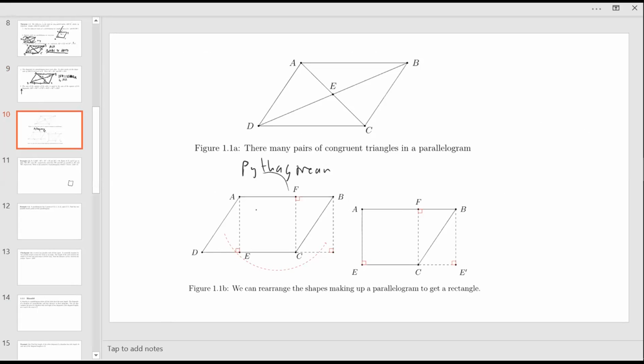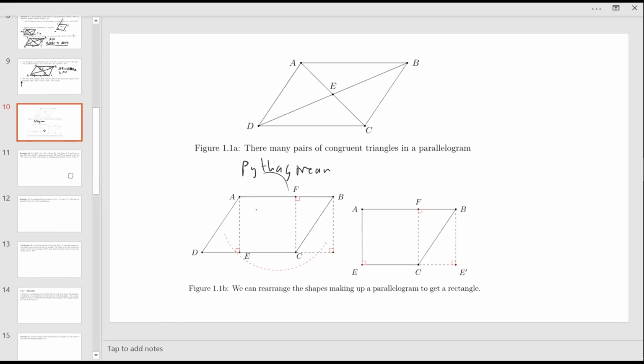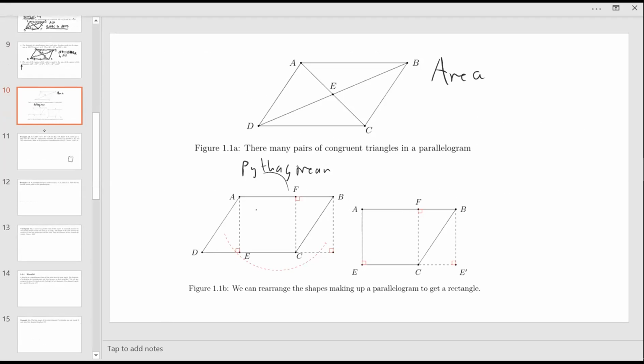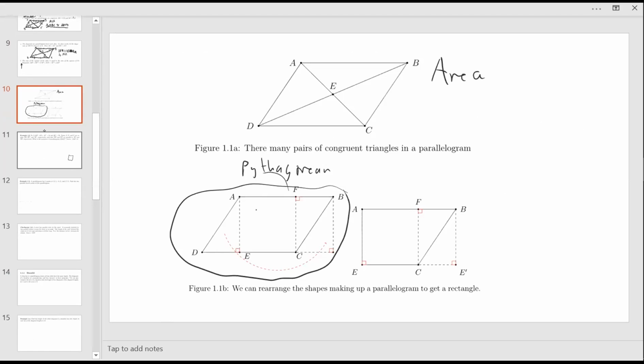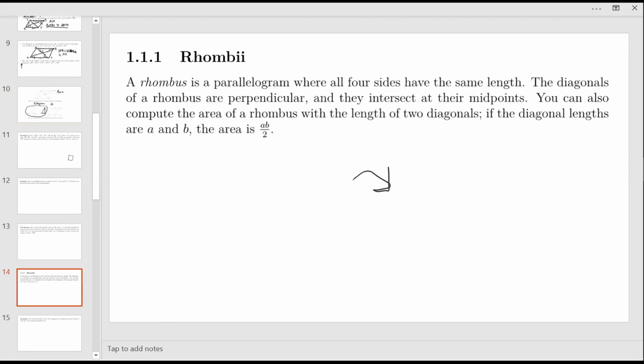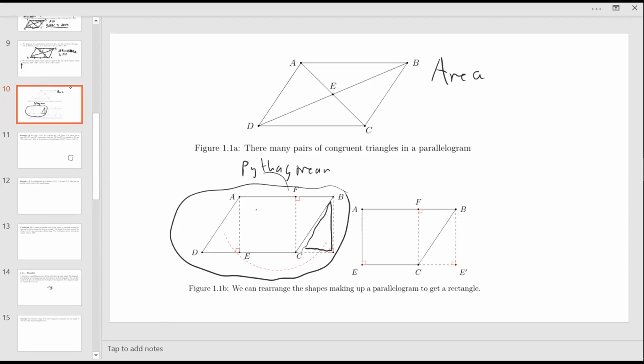Finally, we want to find the area of a parallelogram. So let's look at this parallelogram right here, ABCD. If we chop off triangle ADE and paste it on the other side, so we move that triangle right here, then we get this figure right here, which is just a rectangle. So the area of this parallelogram is just equivalent to the area of this rectangle.